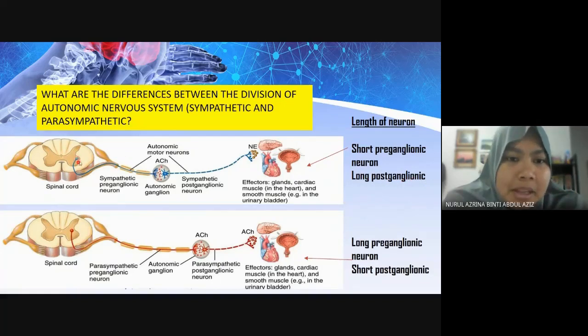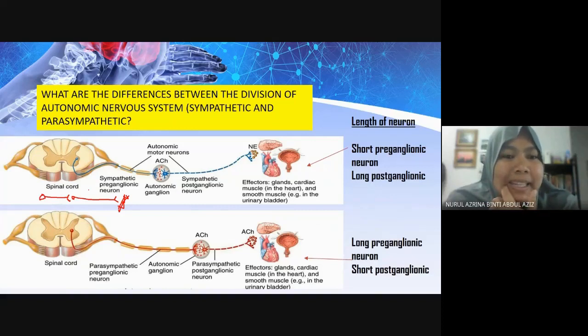Nampak ni? Preganglionic neuron, you bandingkan dengan postganglionic neuron. So preganglionic neuron lagi pendek daripada postganglionic neuron. Okay, ataupun bila lukis balik kat sini, bayangkan macam ni lah. This is preganglionic neuron, and this is postganglionic neuron. And this is kita punya muscle. Contoh. So for the sympathetic nervous system, the preganglionic neuron is shorter than the postganglionic neuron. Okay. Faham tak? Faham.